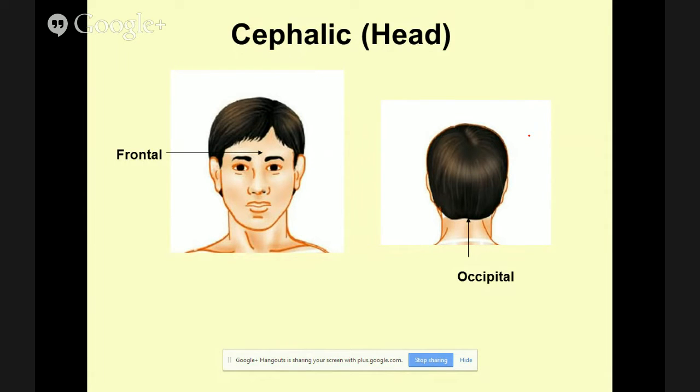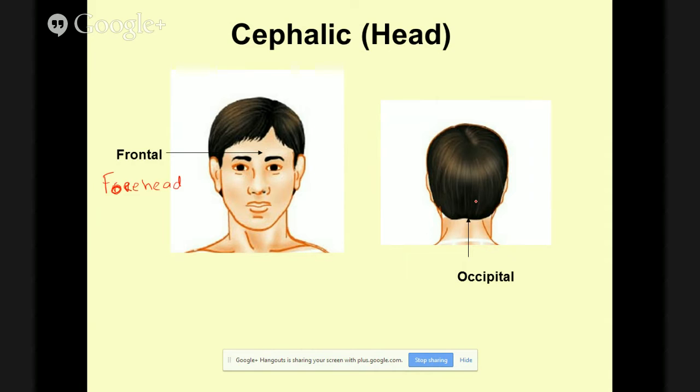So let's take a look at 2 of our words that we use to describe structures on the head. First of all, frontal. Frontal is your forehead. I have terrible handwriting, as you will discover as we proceed through this course. So frontal means forehead. This is the frontal region on this person. The reason it's called frontal is there's a bone inside your skull, the frontal bone.